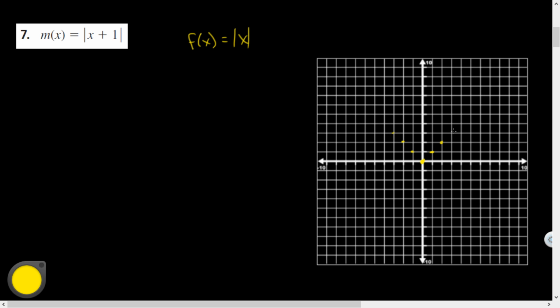Have the parent function? Oh, the grid? Yeah, I found this one online. Oh, you think I should print some out? Yeah, I could print some out for you guys.